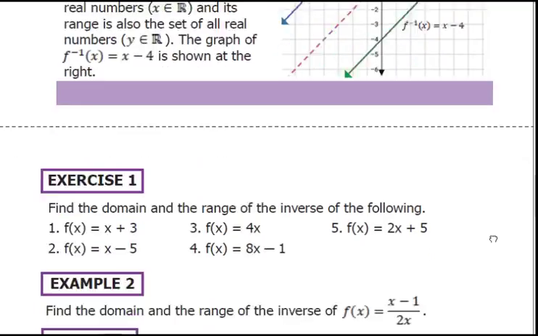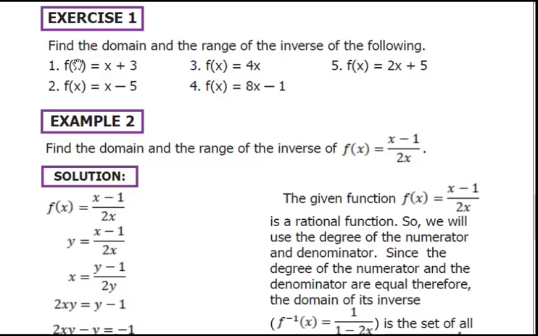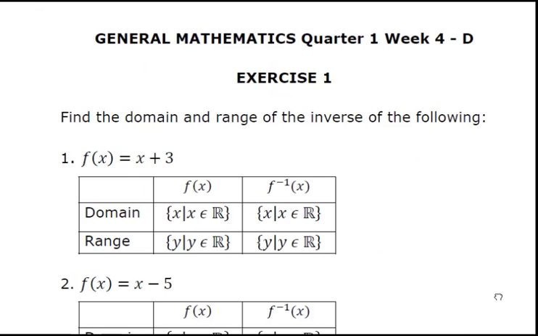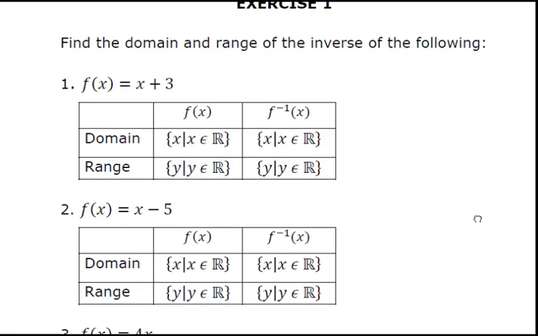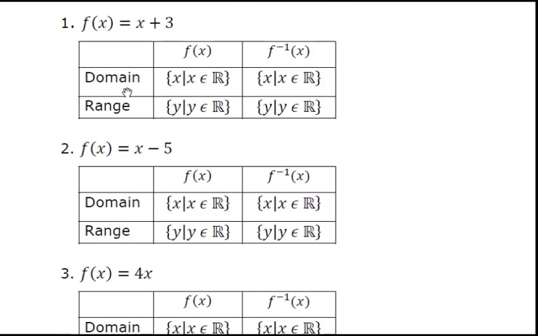And going to the exercises, we have here exercise number 1. Find the domain and the range of the inverse of the following. Given number 1, f of x equals x plus 3. For the solution, we have here the row for the domain and the range, and we have the column of f of x and f inverse of x.